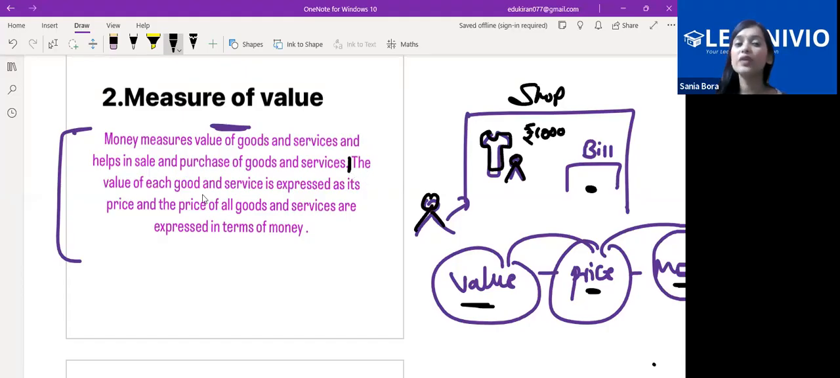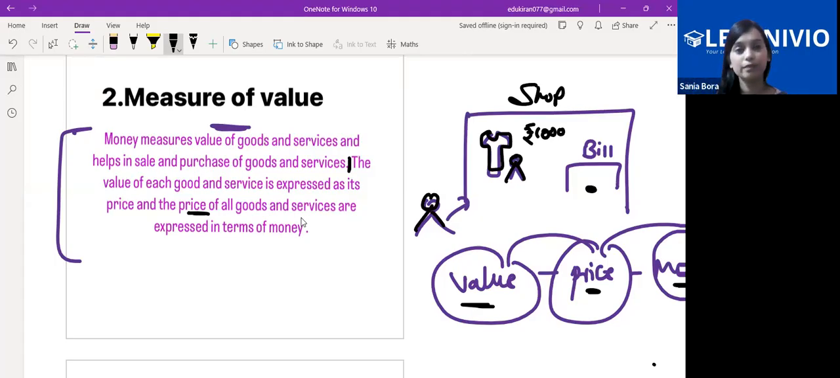The value of each good and service is expressed as its price. If you want to know the value of any product, you will first ask for its price, right? And the price of all goods and services is expressed in terms of money. So the value of any particular good or service is expressed in terms of price, and the price is expressed in terms of money. Clear? Value, price, money.